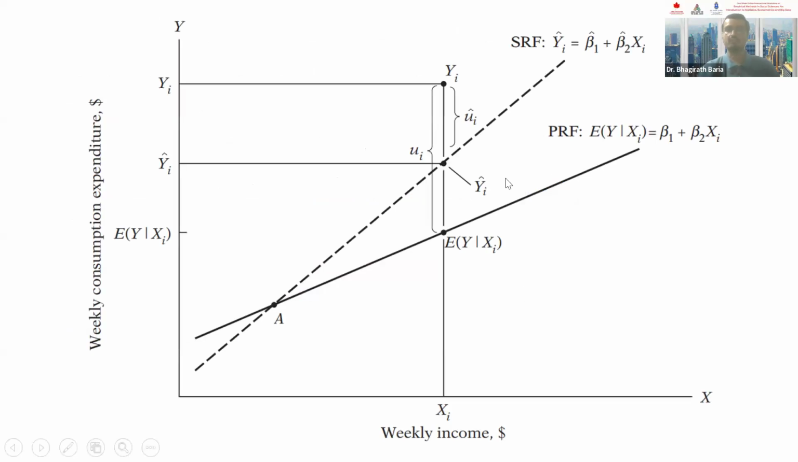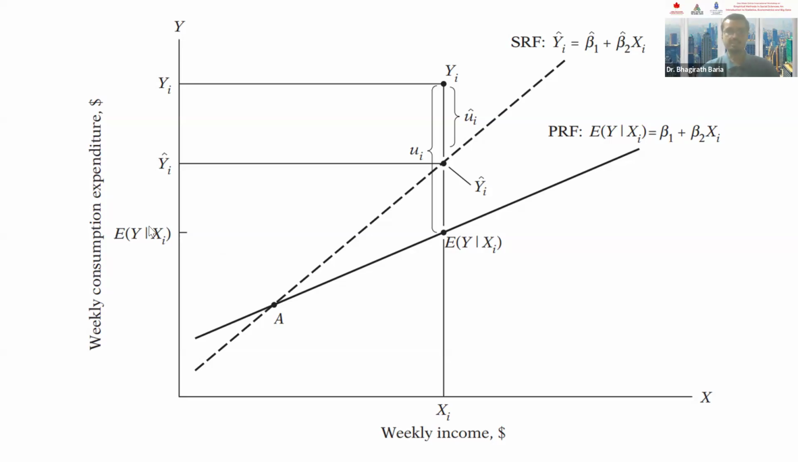This is a very good way of keeping the PRF, population regression function, and the sample regression function together. If you see this diagram, weekly income is given on X, consumption on Y. For one given value of X, here at Xi, the expected value of y given Xi is your true value. The expected value of y given Xi, the population regression function value, the actual true value, is given here.